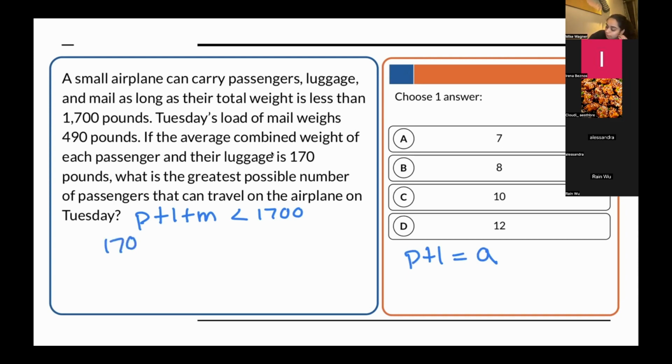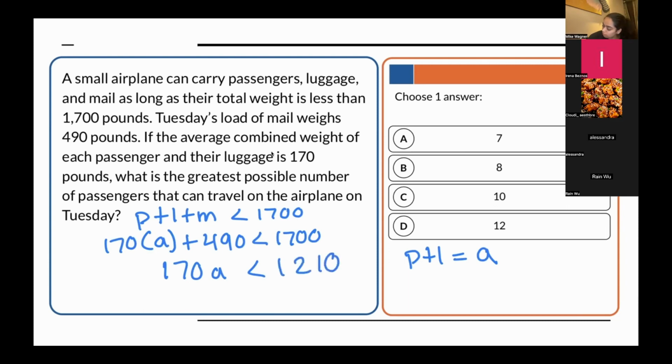So we're gonna do 170 times A to substitute for P plus L. And for M, we have 490 pounds is less than 1,700. Now we have 170A is less than 1,700 minus 490. If that was 500, it'd be 1,200. So I think it's 1,210. Let me just check my math. It is 1,210 when we subtract 490.